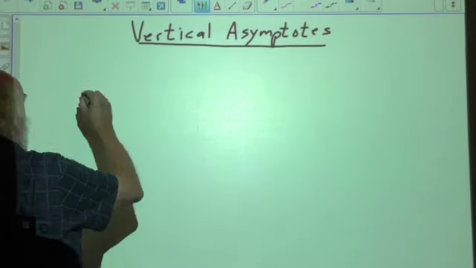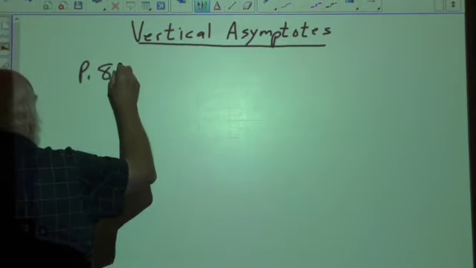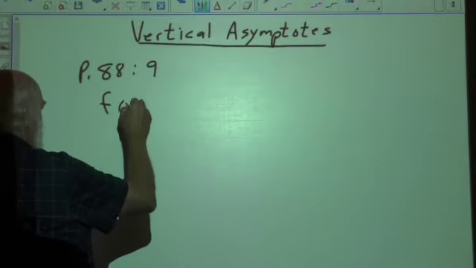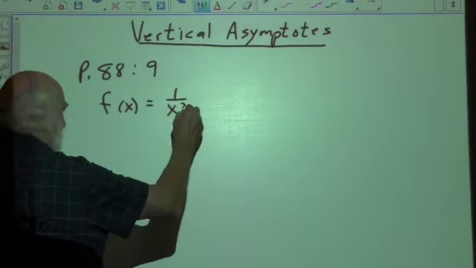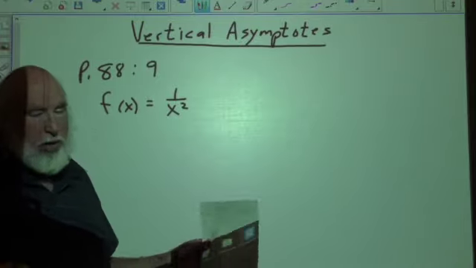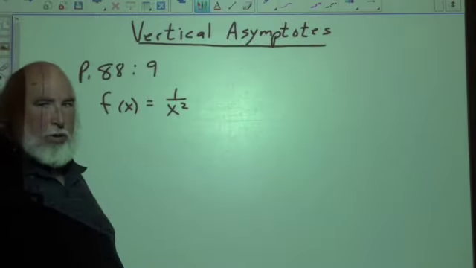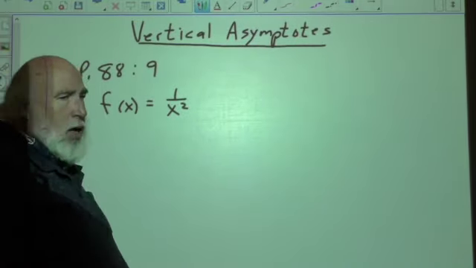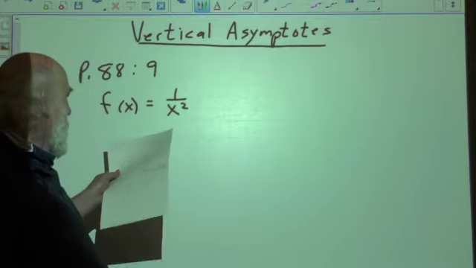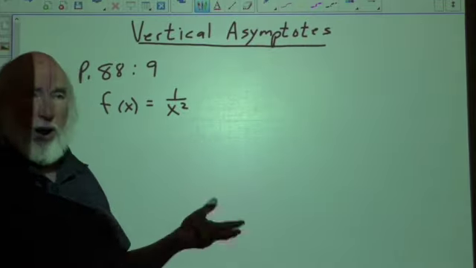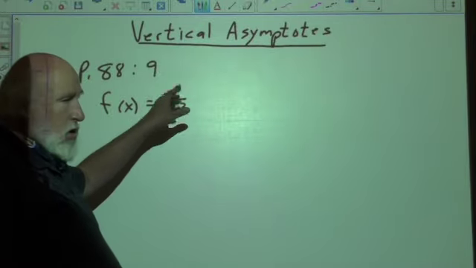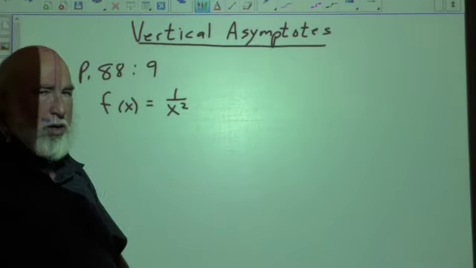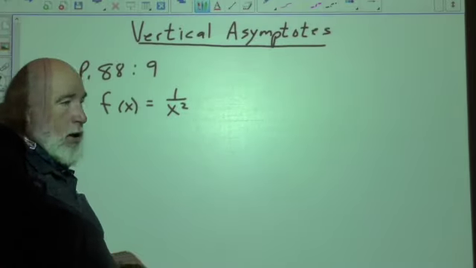So what I want to do is show you a quick way of determining these vertical asymptotes. So let's take a look on page 88, problem number 9. And we're looking here at the function f of x is equal to 1 over x squared. Sometimes you don't have to do this, but particularly when you're first starting, you should graph these things so you can see what they look like. So I would suggest you go to y equals, go to y1 and type in 1 divided by x squared, and then go to zoom and hit 6 to make sure it's in the default window, and take a look at it.